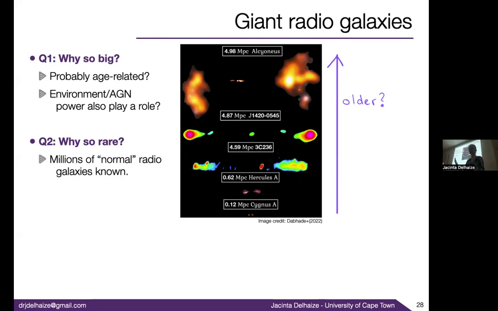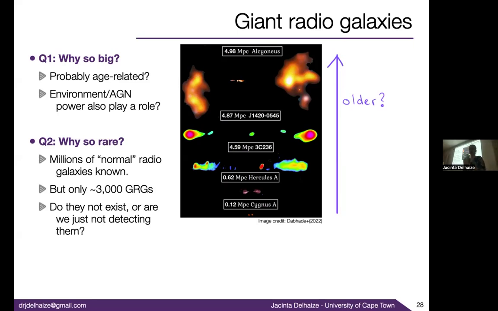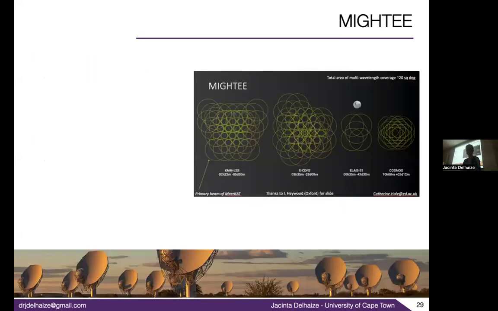And then the second question is, why are they so rare? Millions of normal-sized radio galaxies have been found, tens of millions, but only about 3,000 GRGs. And this number actually jumped up from only 820 in 2020 to 3,000 in the last few years once the LOFAR telescope started working and found a whole bunch more. So where are the rest of them? If these are just the biggest of your normal radio galaxies, then we really should be detecting quite a lot more of these. So do they not exist, or are we just not detecting them?